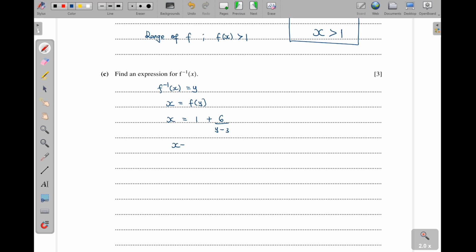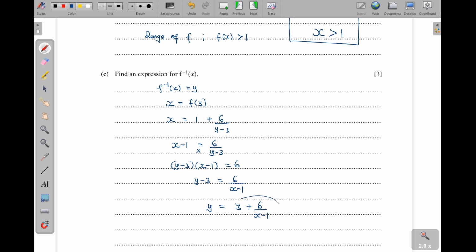Now we are supposed to make y the subject, so take this one this side. We shall have x minus 1, right, which is equal to 6 out of y minus 3. Then we are supposed to cross multiply. When you cross multiply, you will have that y minus 3. Then you multiply with this x minus 1, which is equal to 6. But again, you are going to divide it all through, not so? So meaning y minus 3 is going to be equal to 6 out of x minus 1. Then take away the 3. So meaning your y is going to be equal to 3, then plus 6 out of x minus 1.